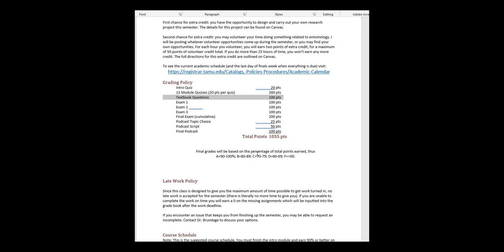Now here's the basic grading scheme. Anything that's 90% and above, you'll earn an A. 80 to 89% is a B. 70 to 79% is a C. 60 to 69% is a D. And less than 60% is an F.